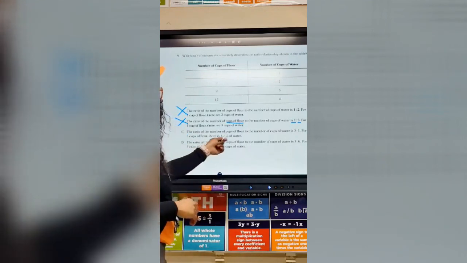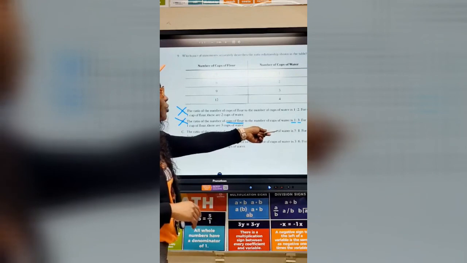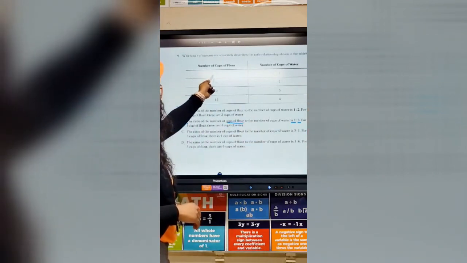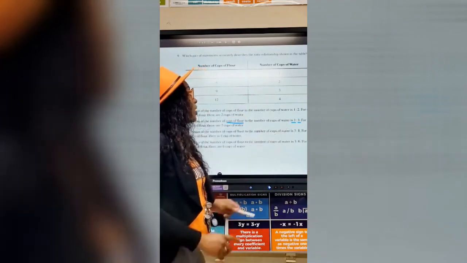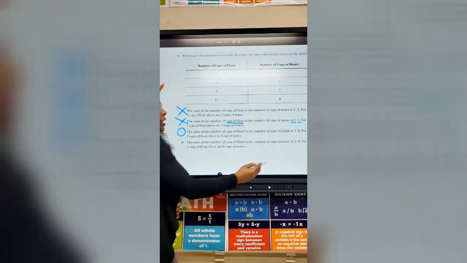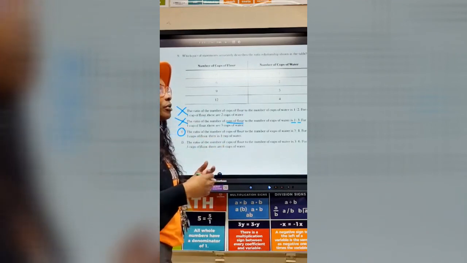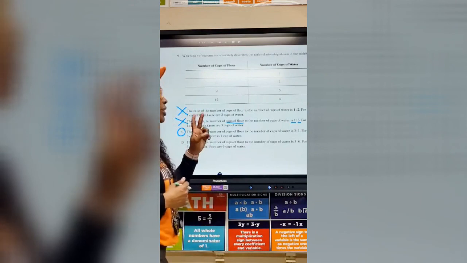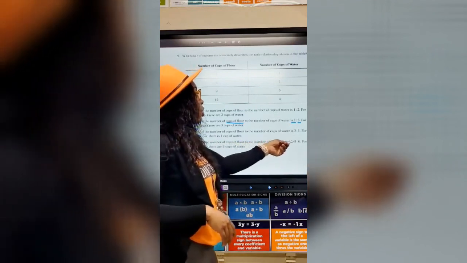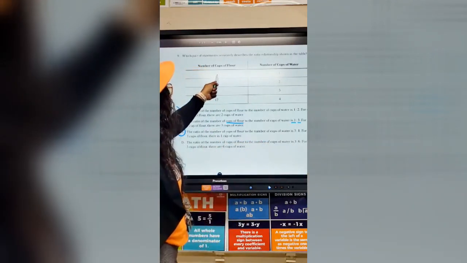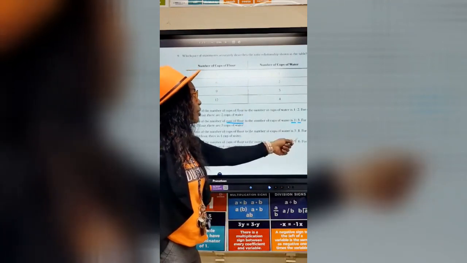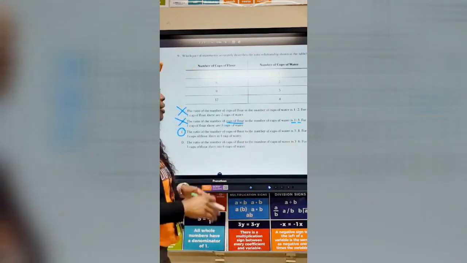C, the ratio of the number of cups of flour to the number of cups of water is 3 to 1. That actually matches. Number of cups of flour is 3, number of cups of water, 1. So I know this to be a true statement, and here for every 3 cups of flour, there's 1 cup of water. So each of those had that second statement. That's just another way to describe the ratio relationship. So they give you 2 different ways to read it. And then D, the ratio of the number of cups of flour to the number of cups of water is 3 to 6. So I look, cups of flour, cups of water. They're still trying to put water as more than flour, and we know that that is not correct. So this tells me that we are done.